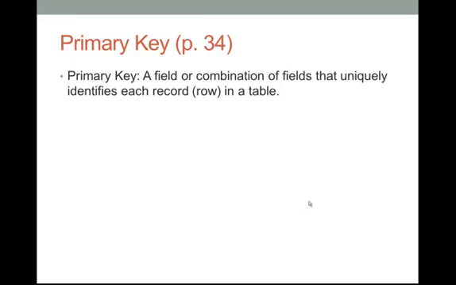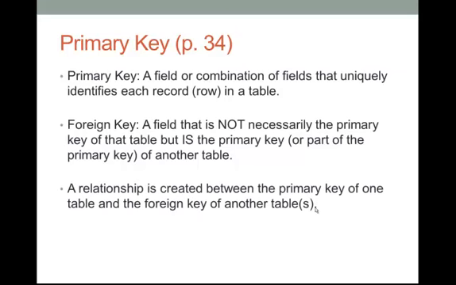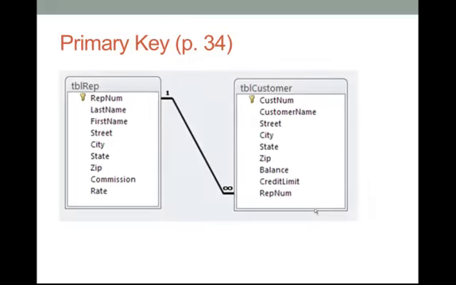Remember that to create that relationship, though, you also have to have a foreign key. A foreign key is a field that is not necessarily the primary key of that table, but it is the primary key of another table, or at least part of the primary key of another table. Your author never uses the term foreign key, only refers to primary key, but it's an important concept to understand what the foreign key is as well. The relationship is created when you create a connection between the primary key of the primary table and the foreign key of the secondary table.